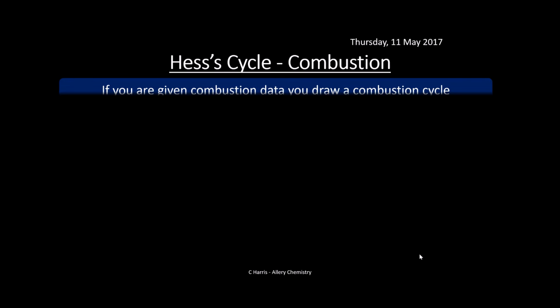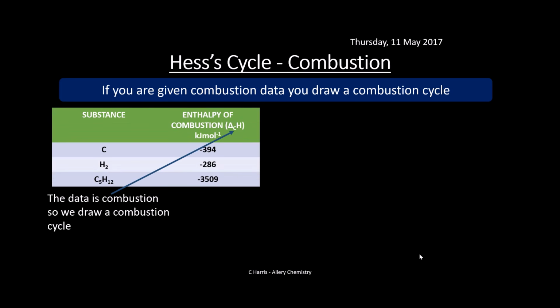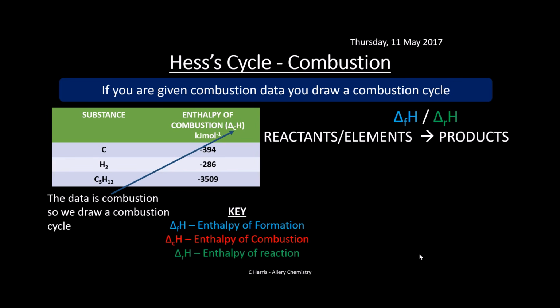This is combustion. There's only 2 cycles. So if you're given combustion data, you draw a combustion cycle. So here's an example of some combustion data. Look out for that bit in the data. So this one, reactants or elements, depends what reaction they're giving you, and forming products. Enthalpy of formation or enthalpy of reaction on the top.